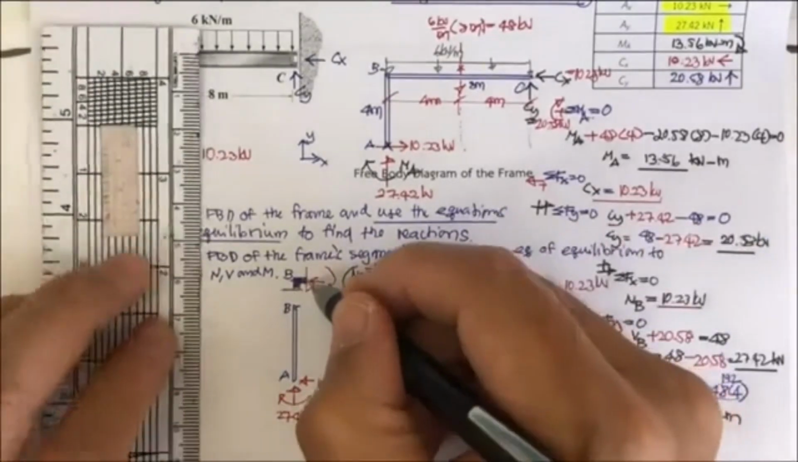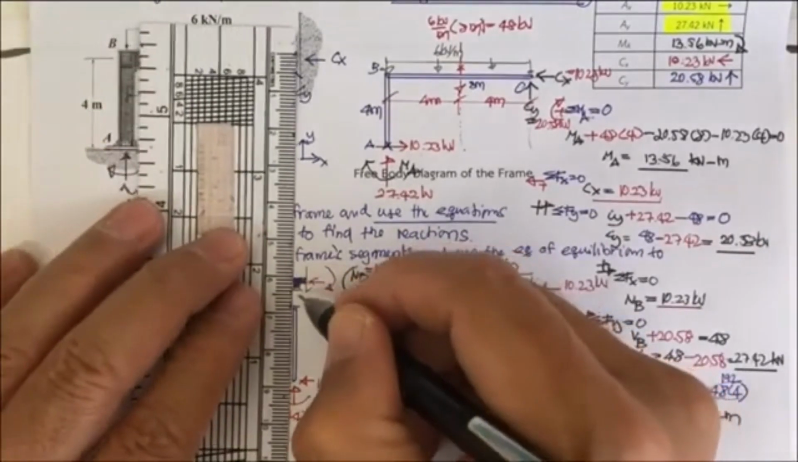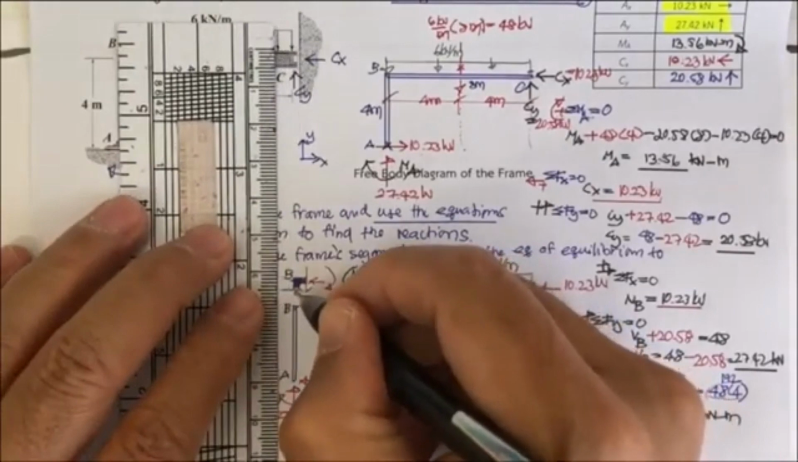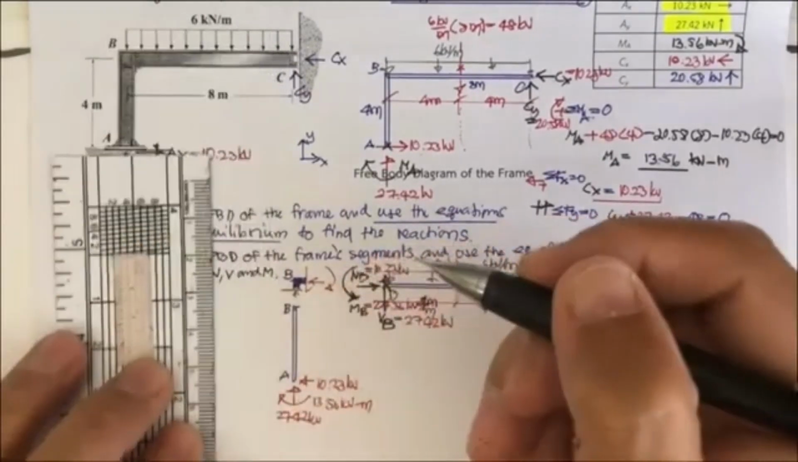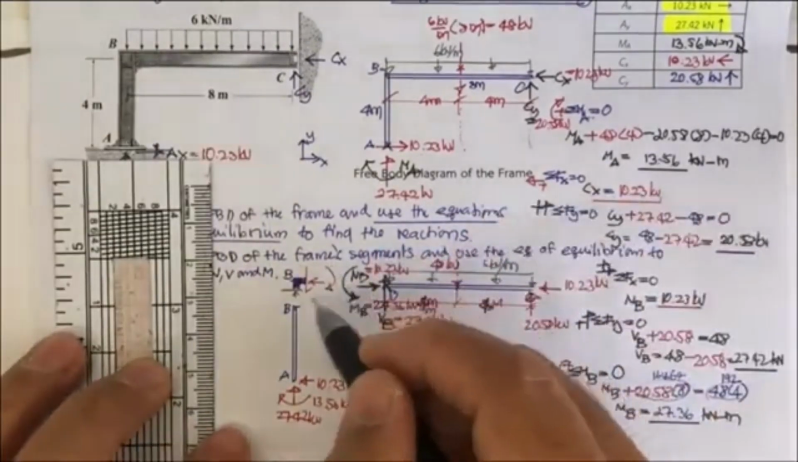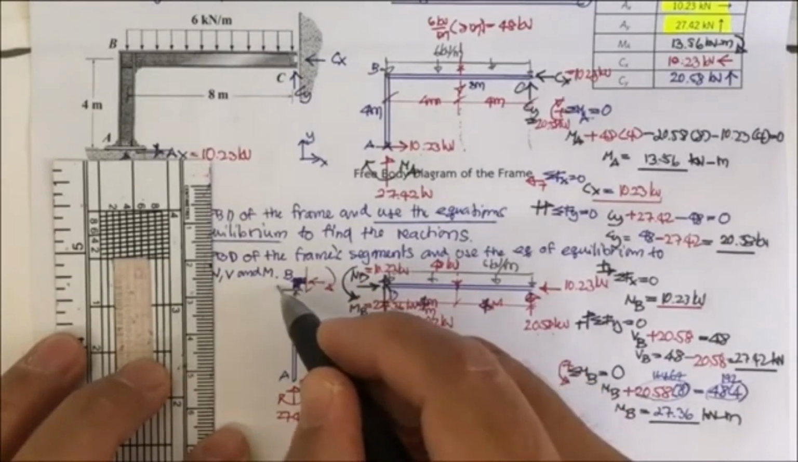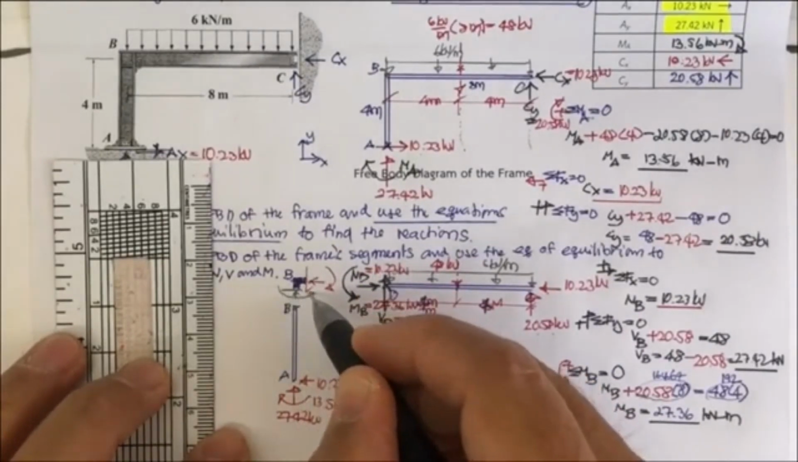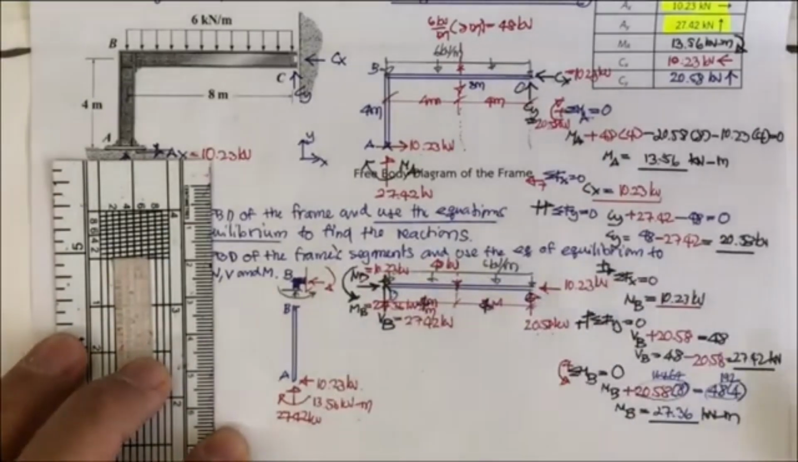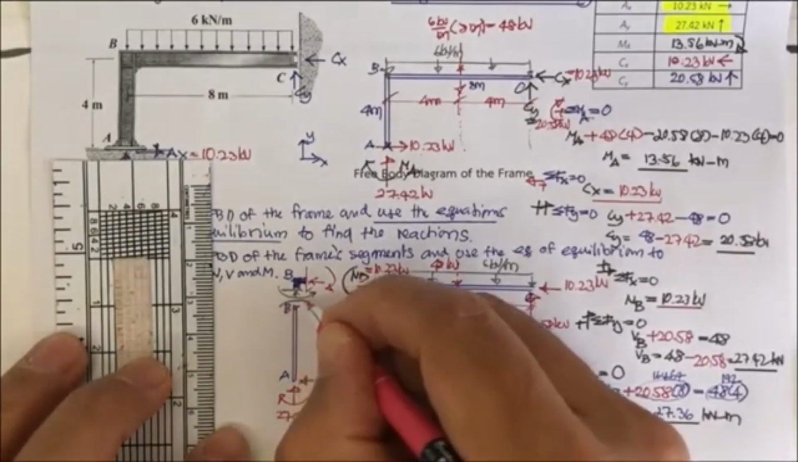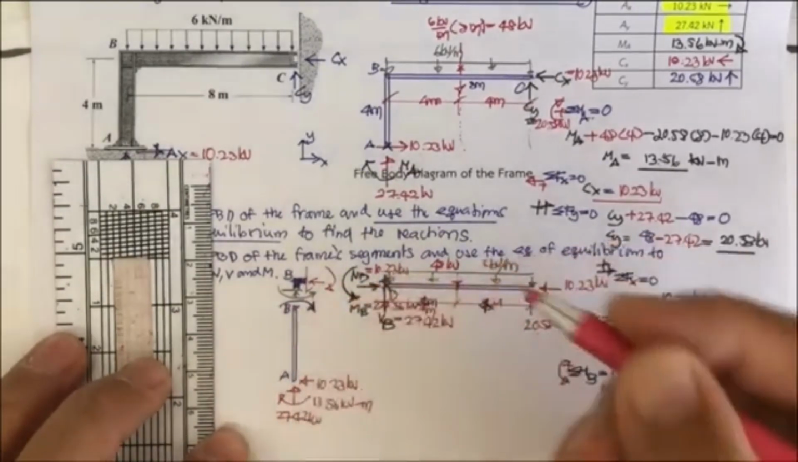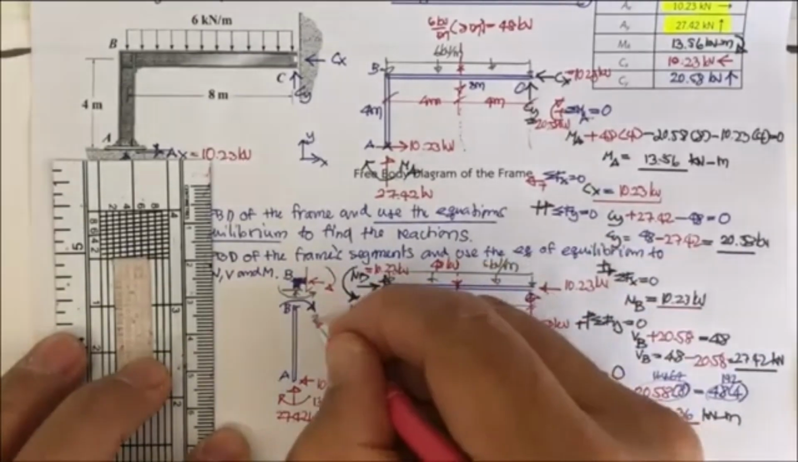This one is down, so this one is going to be up. And the moment here rotates like that, so the moment here is going to rotate like this. By doing that, if you do this again, you may see that the moment here is going to be the moment here.